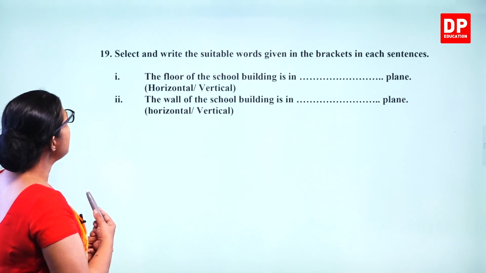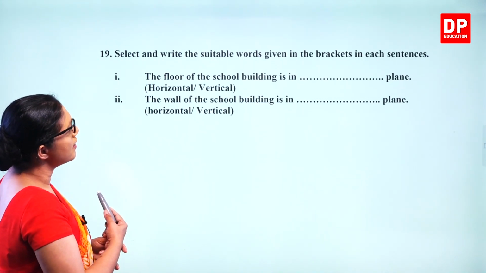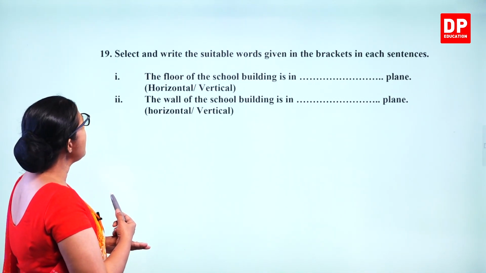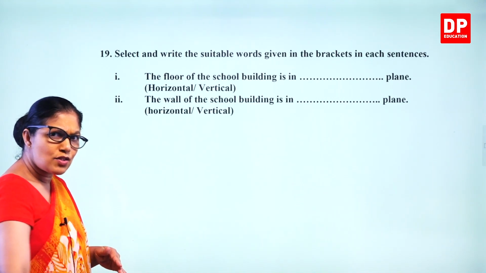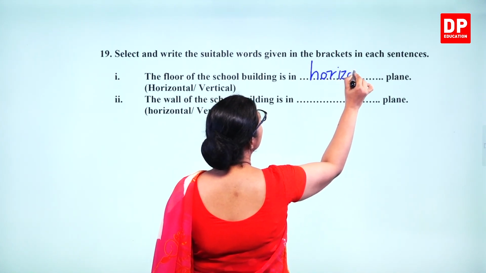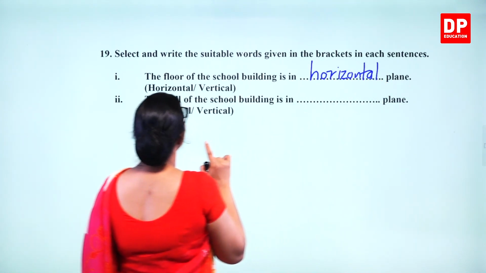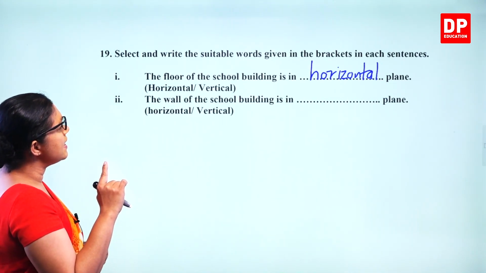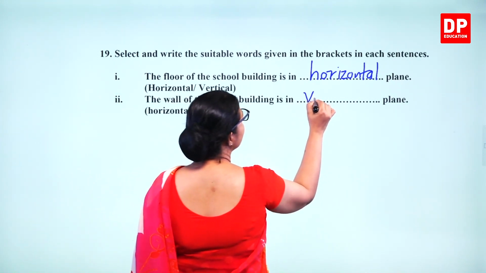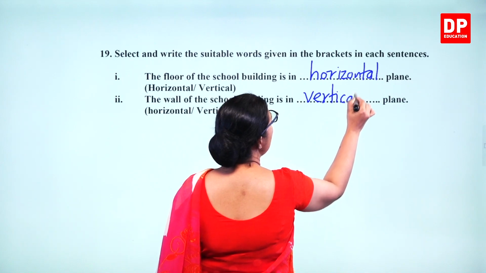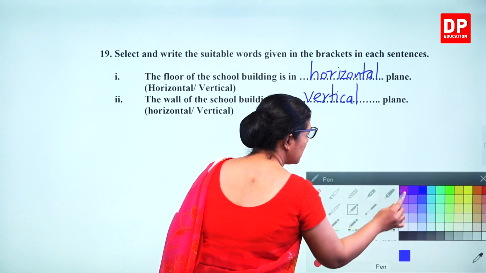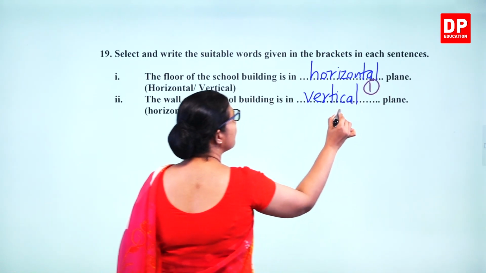Question number 19. Select and write the suitable words given in the brackets in each sentence. The floor of the school building is in horizontal or vertical. This way is a horizontal plane. The wall of the school building is in vertical plane. This way, vertical. So you need to know what is vertical and what is horizontal. This way it's horizontal. This way it's vertical. So 1 mark each.